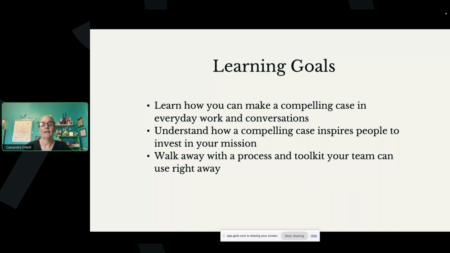So we're going to talk about how you can make a compelling case in your everyday work and conversations, and how this can help inspire people to invest in your mission. And you're going to walk away with a process and a toolkit that your team can use right away.